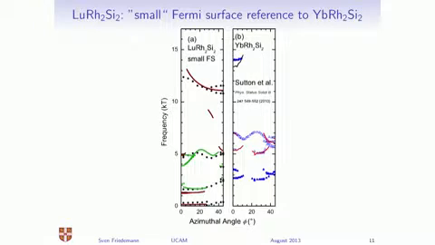We can now take the measurements on LuRh2Si2 and compare them to those done previously on YbRh2Si2. We find very different angular dependencies of the observed quantum oscillations, and therefore we can rule out the small Fermi surface configuration for YbRh2Si2. As a conclusion, our measurements highlight the presence of the large Fermi surface in YbRh2Si2.